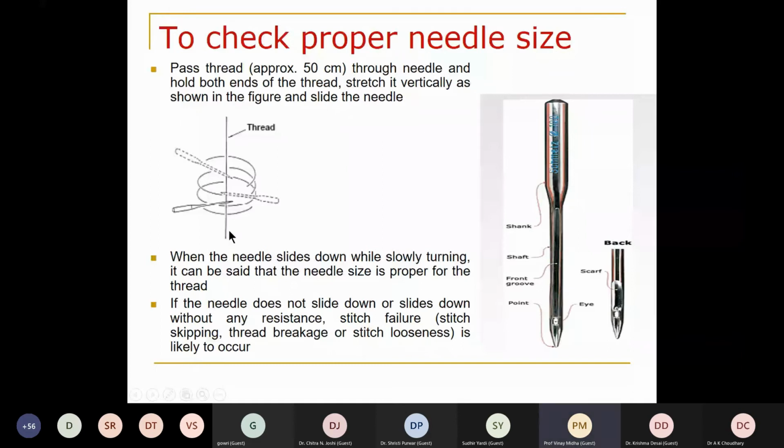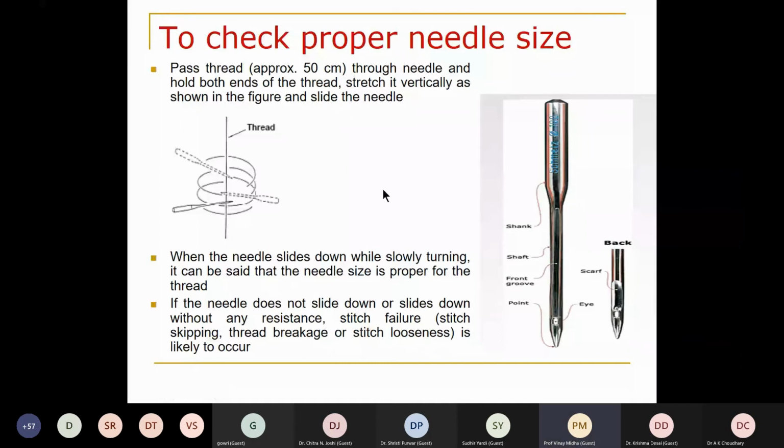But if it does not go down, or if it falls down very freely, then in that case it is oversized. And if it does not go down at all, then in that case it is of smaller size. So it should revolve and come down like this after rotation with a certain amount of friction. That is the simplest way to determine that this is the size of the needle which is appropriate for a particular sewing thread.